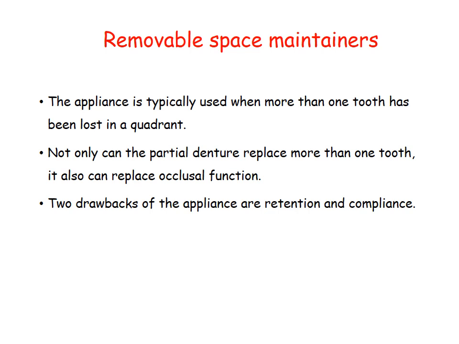First we will be dealing with the removable space maintainers. These appliances are typically used when more than one tooth has been lost in a quadrant. The partial denture replaces more than one tooth, and it can also restore the occlusal function of the jaw. The drawbacks of the removable appliance are that patient compliance is very important, which is not possible in young children, and the retention of the appliance.